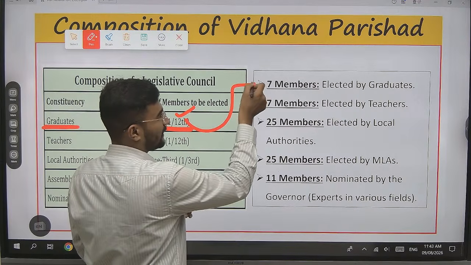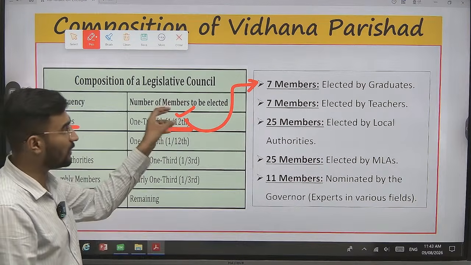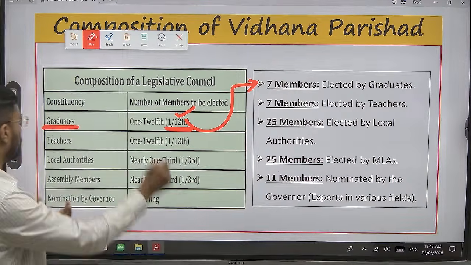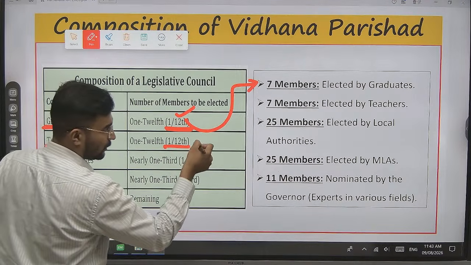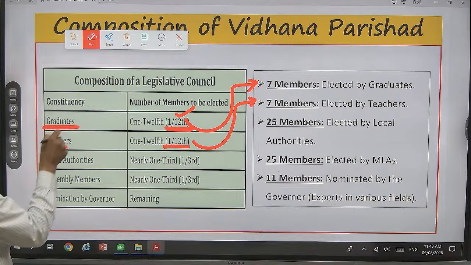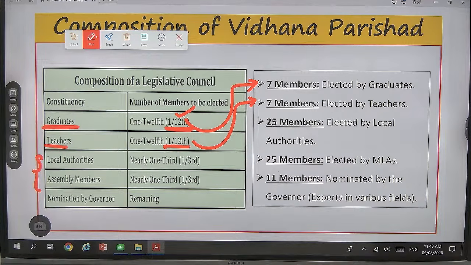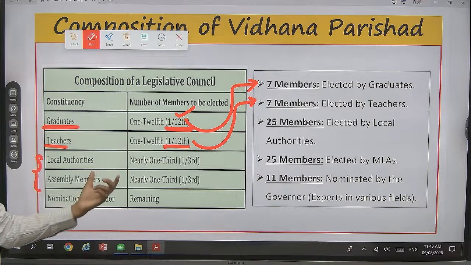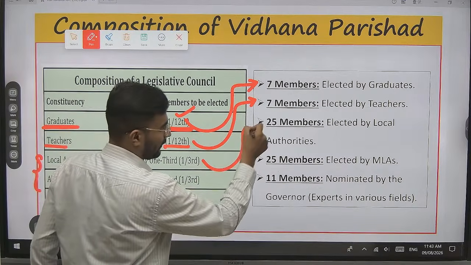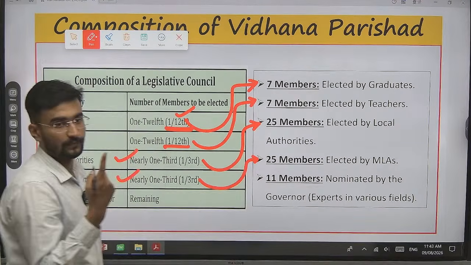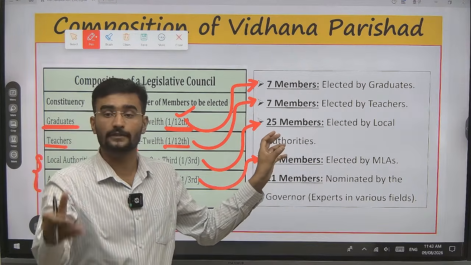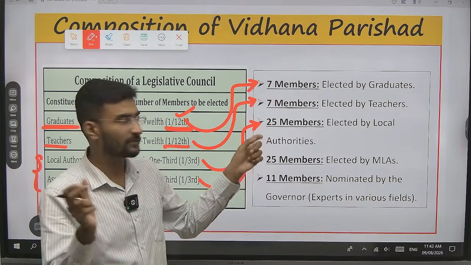1/12 of 75 is how much? It is 7. The second one is the teachers constituency: 1/12 again, which is 7. Look, what did I ask? It is this, put together. Local authorities: 1/3, and assembly: 1/3. No doubt, 1/3. What is 1/3? Numbers can be asked in the exam, which is why I have put in the numbers. From the graduates constituency it is 7, teachers constituency 7.